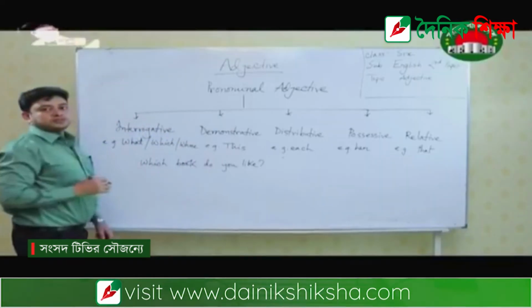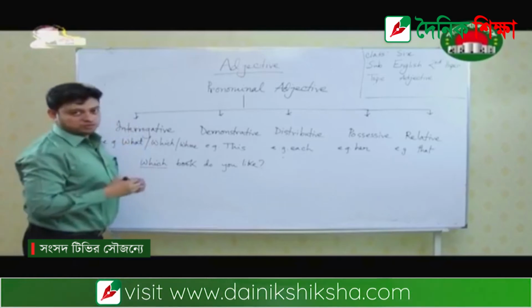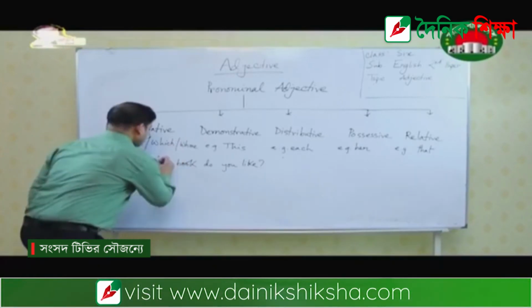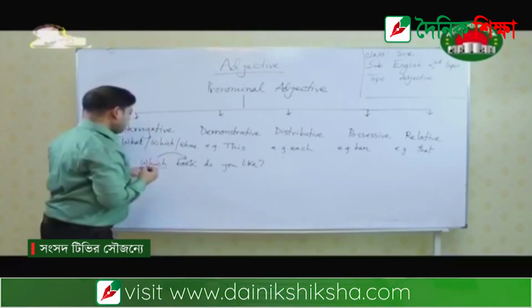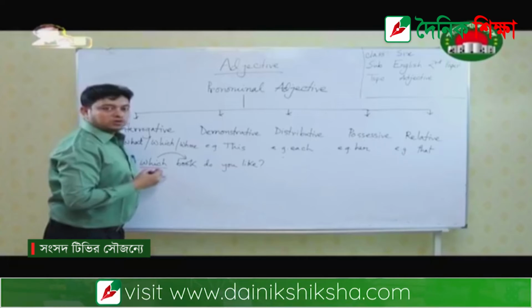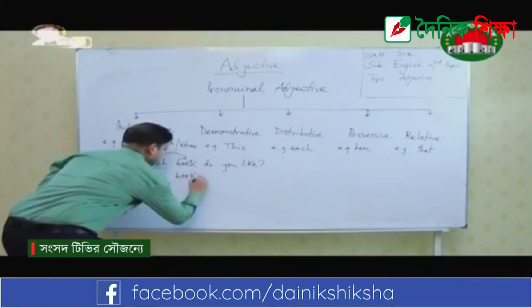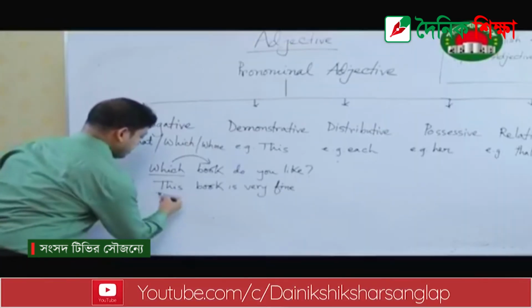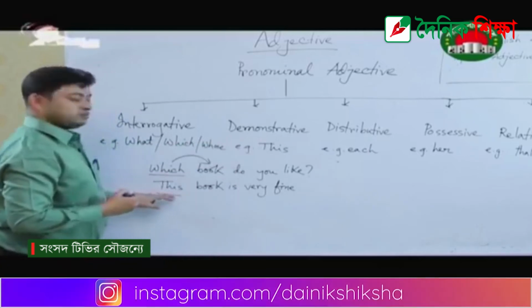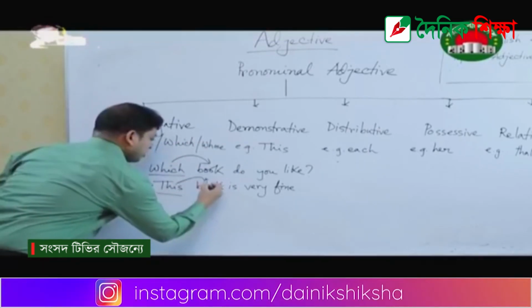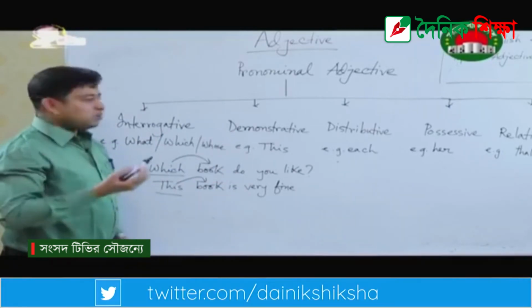This is a sentence. Now, which, ideally this is a pronoun, but here which is qualifying the noun book, so it becomes interrogative adjective or pronominal adjective. Ideally this is a demonstrative pronoun, but here it is qualifying a noun, so it becomes demonstrative adjective or pronominal adjective.